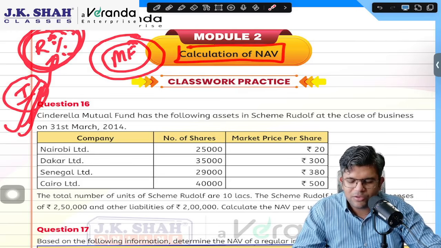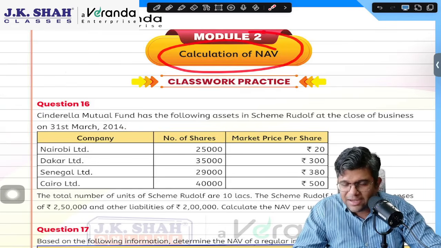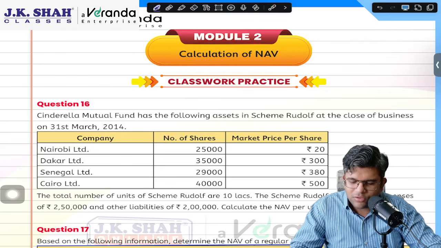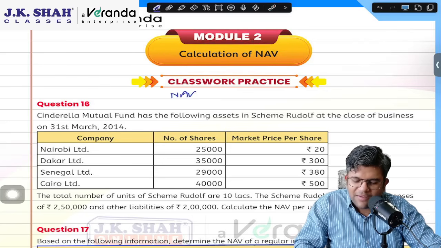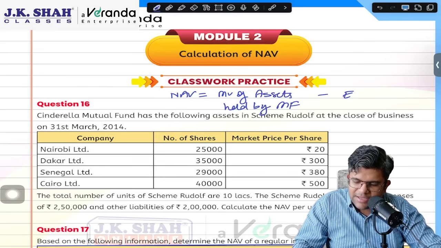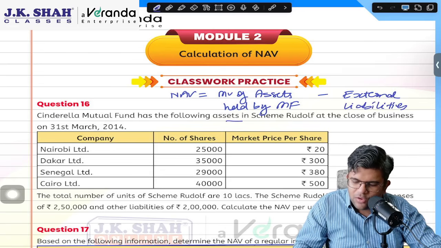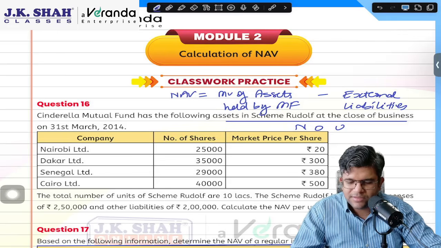I hope you understood what the job profile is here. Everyone give me a Y. Understood what module 2 is all about? In module 1, can I say we were given the NAVs? Now we have to calculate the NAVs. And the good news is the formula for calculating NAV I already taught you. Everyone remembers: market value of assets held by mutual fund minus external liabilities, the whole divided by number of units. You remember this, no?